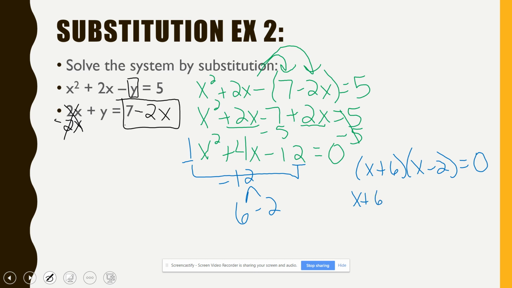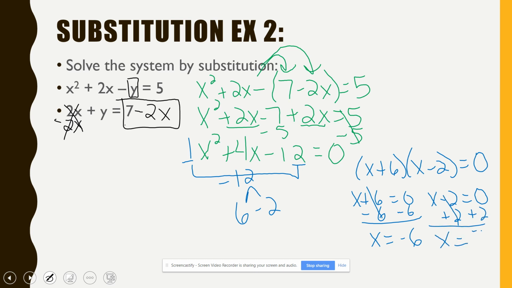I'm going to go ahead and finish solving by taking each of those factors, setting them equal to 0, and solving for x. On the left, we're subtracting 6, so x is equal to negative 6. On the right, we're adding 2, so x is equal to positive 2. But remember, that's only part of our answer. Those are my x values. I still need y values because in the end, these are ordered pairs. These are places where these two lines are going to cross.